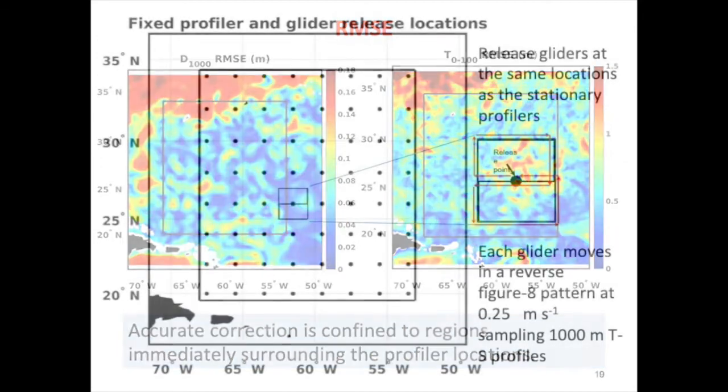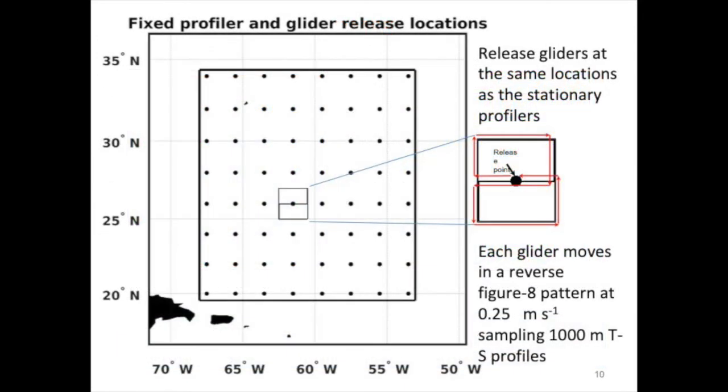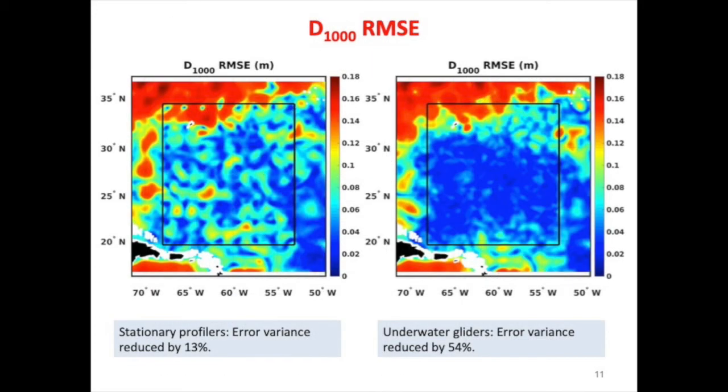Next slide. So I run a similar set of experiments where at each of these release points, I release a moving glider that is shown on the right, executes a reverse figure 8 pattern at 0.25 meters per second, sampling TS profiles down to 1,000 meters. And I generate synthetic glider profiles from the nature run daily, again, and simulate daily over the several month period. And how does this affect the accuracy of the analysis? Next slide. The answer is very much.